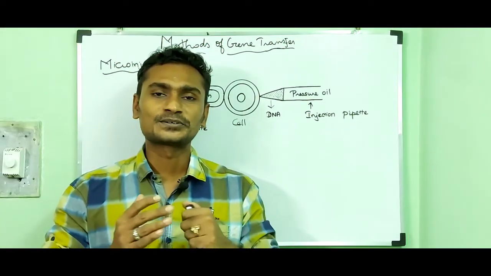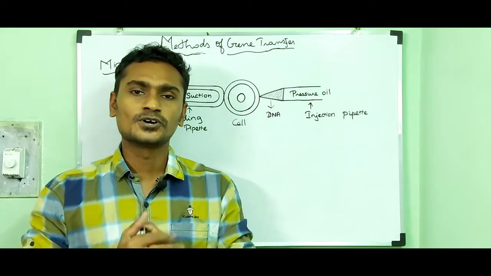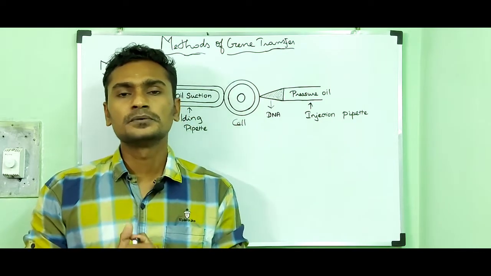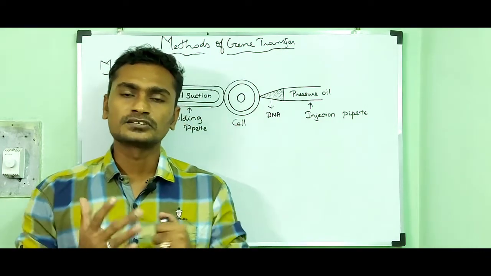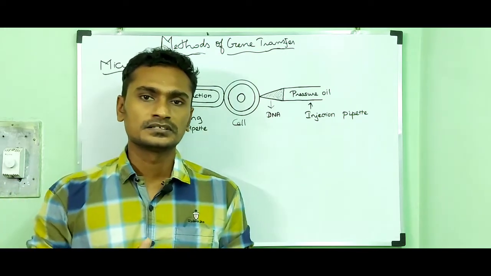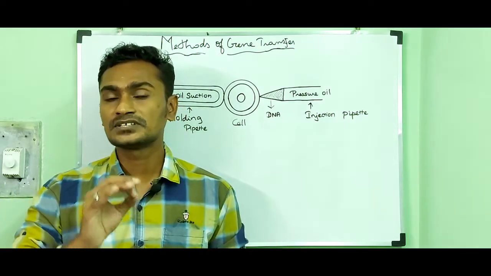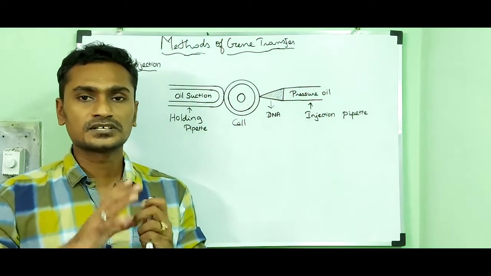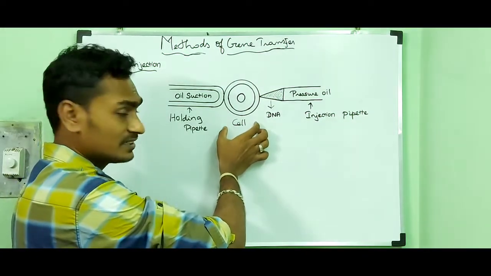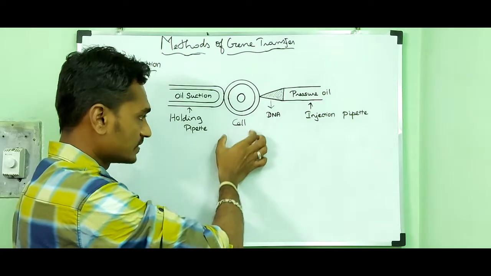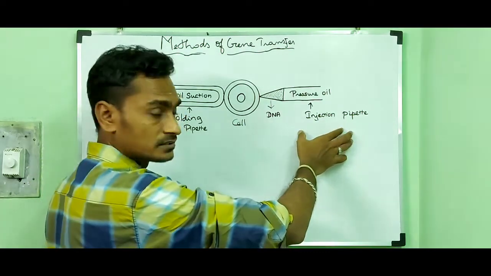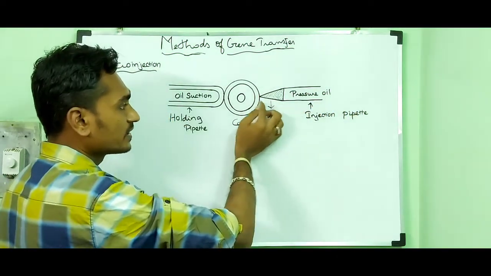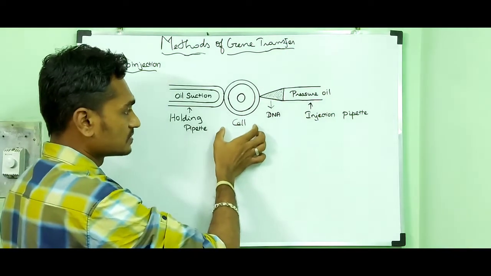The next technique is called microinjection. Microinjection involves the direct insertion of the DNA into the target cell. The target cell may be a protoplast, plant cell, cytoplasm, or nucleus. Microinjection involves the transfer of a gene through a micropipette into the target cell. This is the recipient cell or the target cell, and this is the injection pipette, that is the micropipette. By applying pressure, the DNA enters the target cell.